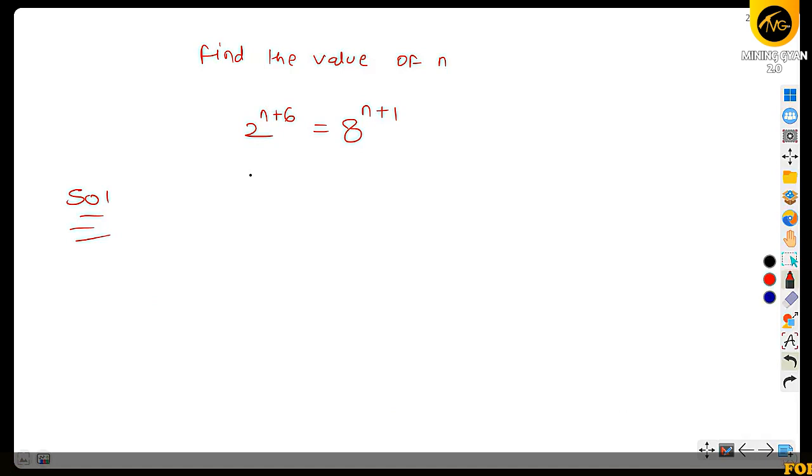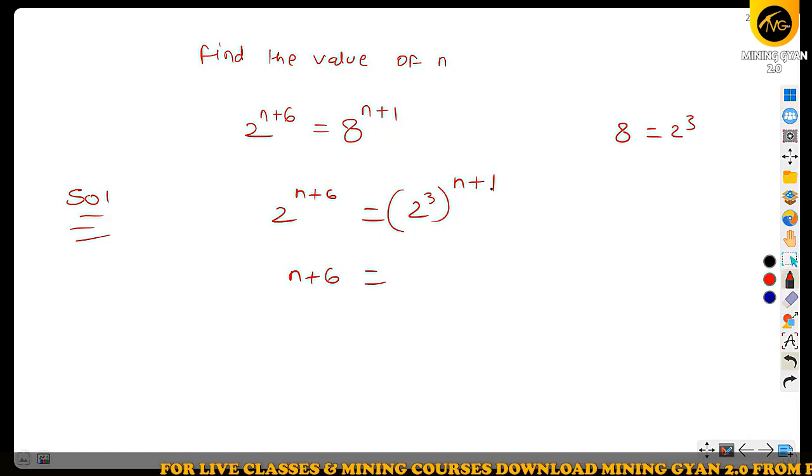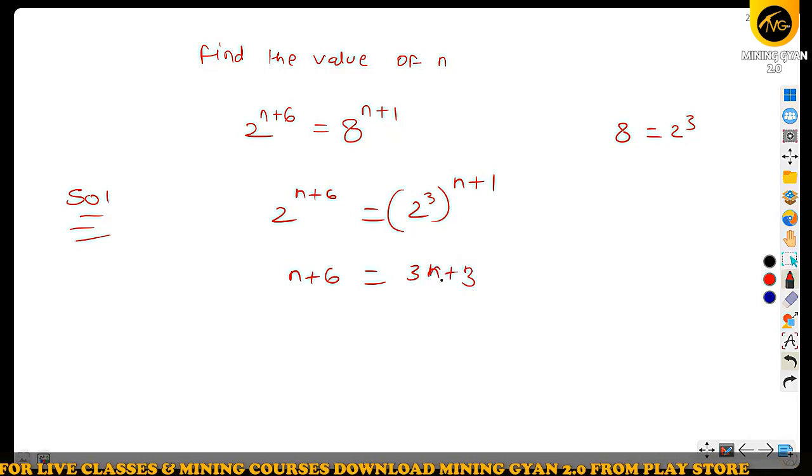We can easily write 8 as 2 cube, right? So 2 power n plus 6, and 8 is equal to 2 cube, that means 2 cube whole power n plus 1. Clear? So now the bases are the same. That means n plus 6 is equal to 3n plus 3. Now n plus 6 is equal to 3n plus 3.